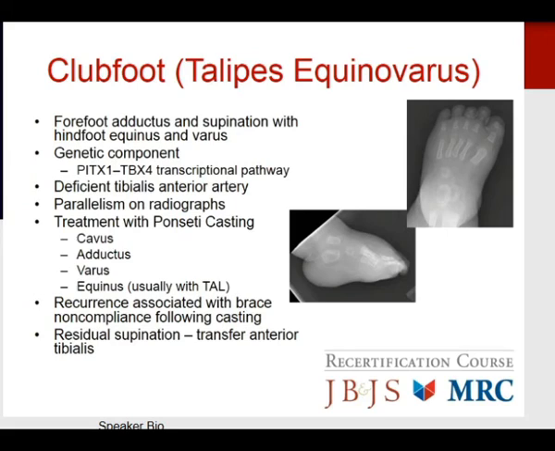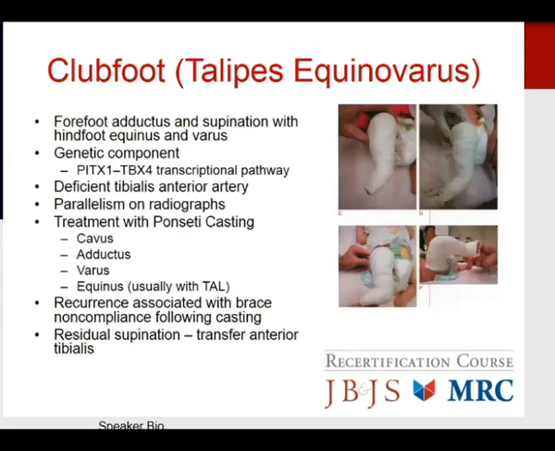And the mainstay of treatment is with Ponseti casting, which is a series of casts applied usually once a week for between 3 and 7 weeks. The order of correction is often tested, and this can be remembered using the mnemonic CAVE. Cavus, followed by adductus, varus, and finally equinus. And often these patients require a TAL, or tendo-Achilles lengthening, at the conclusion of casting. Recurrence is associated with brace noncompliance following casting. About 10% of these patients will also have residual dynamic supination, which is treated with transfer of the tibialis anterior.